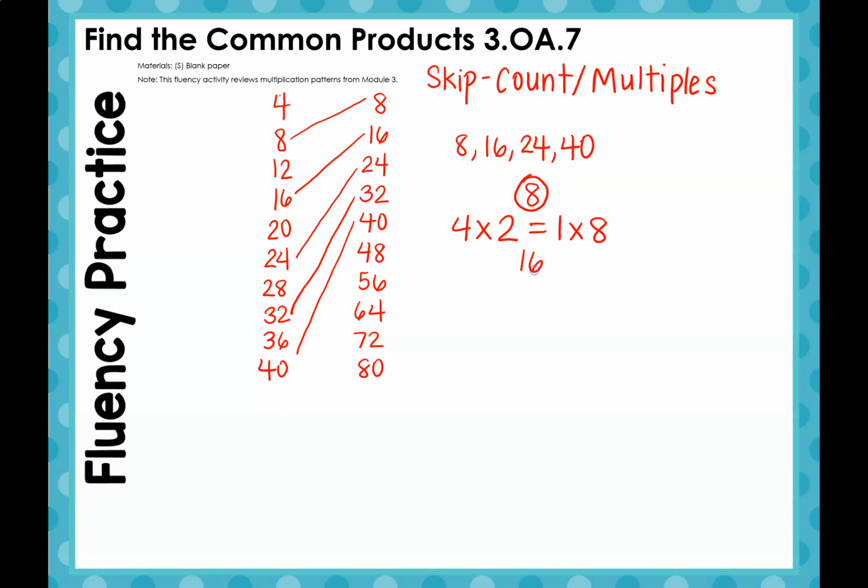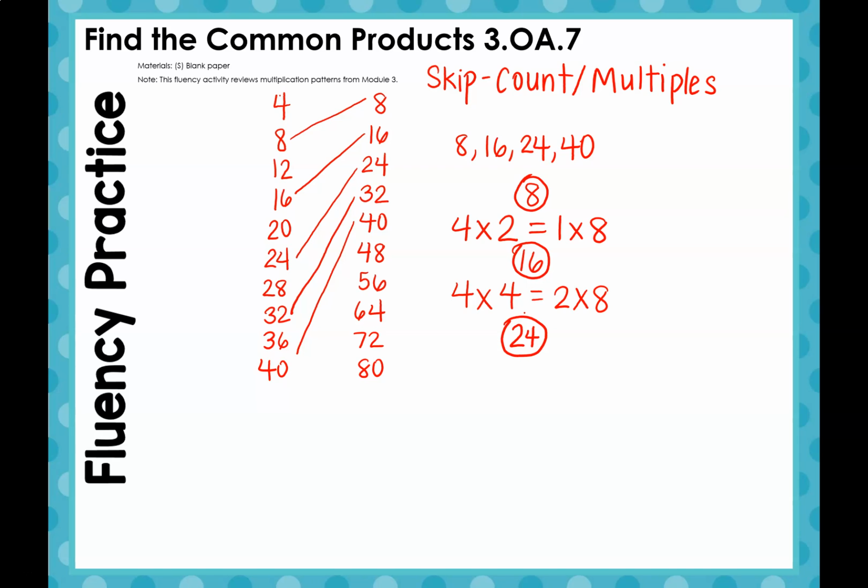Okay, let's see about 16. Think about your 4s. How many 4s do you need to get to 16? Well, we have 1, 2, 3, 4. So 4 times 4 equals 16. What do you have to multiply 8 by to get 16? Well, let's use our skip count. 1, 2. So that's the same as saying 4 times 4 equals 2 times 8. They both equal 16.